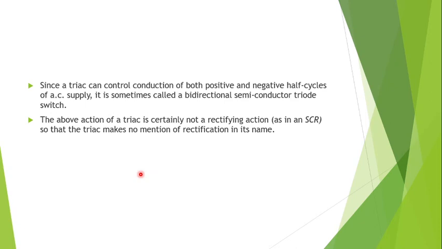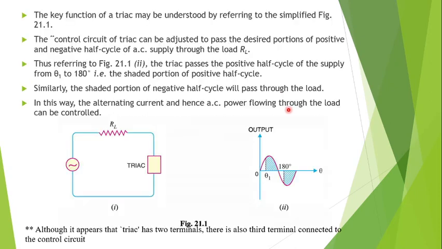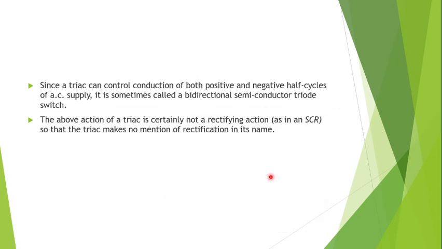Now since triac can control conduction in both positive and negative half cycles of AC, it is also called a bidirectional semiconductor triode switch. Now as we have seen here, the action of a triac is not that of a rectification, as it is in the case of an SCR. So the name triac does not contain any mention of rectification in its name.